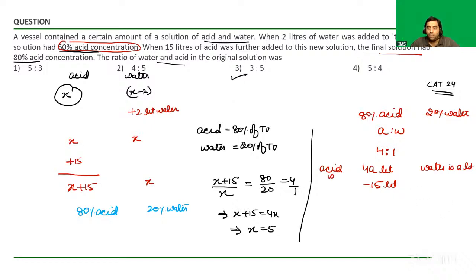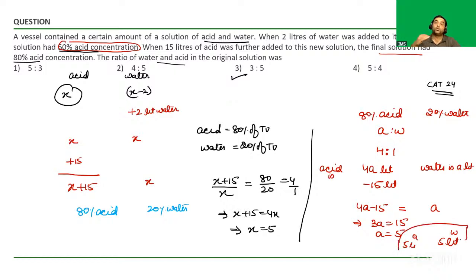So if I had not added this 15 liter, the acid was 4A minus 15, and the water was A liter. Can I say both were equal because it was 50%? From here, I can say 3A is equal to 15, or A is coming to be 5. And when I say A is 5, that means before the addition of these 15 liter, it was 5 liter water and 5 liter acid.